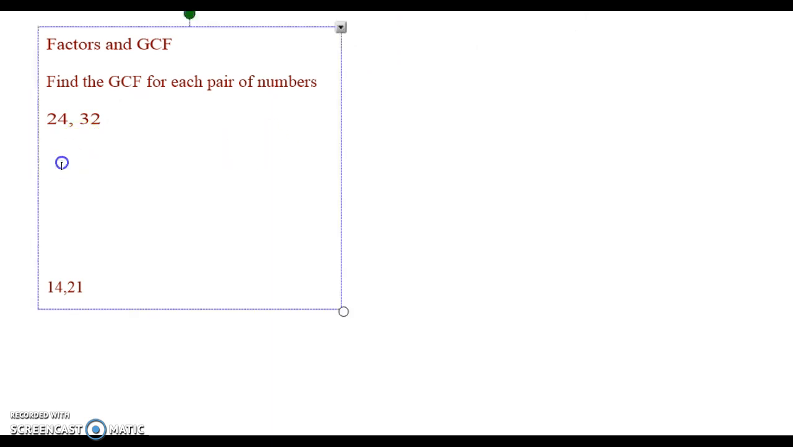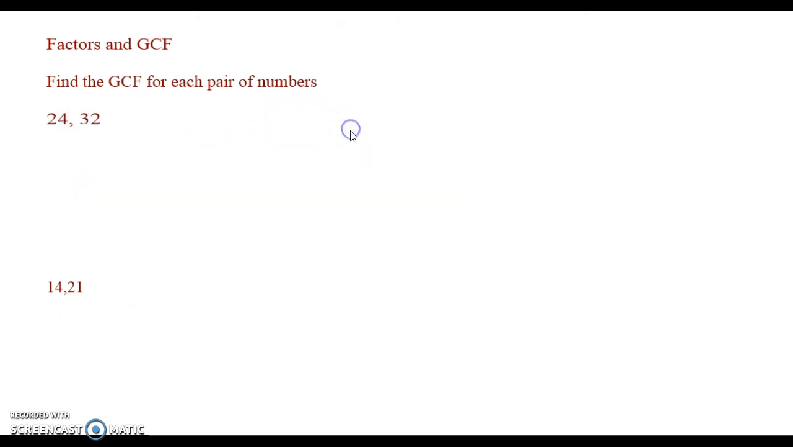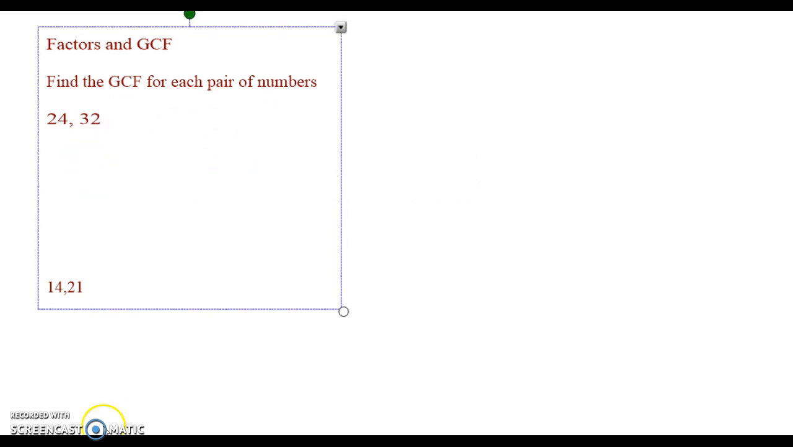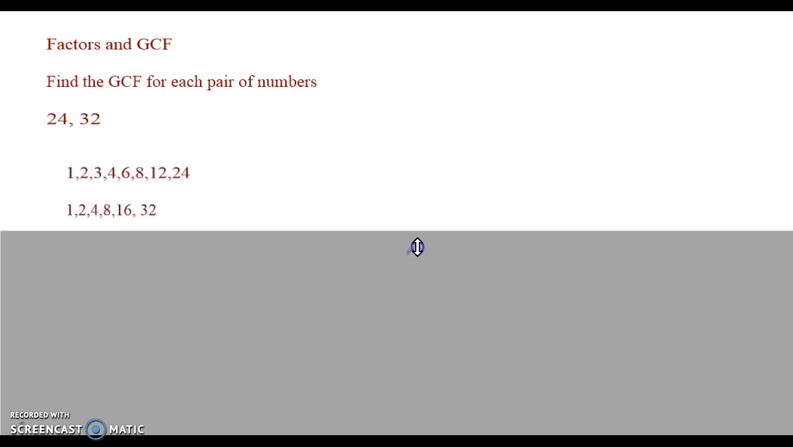Okay, let's try another one. So you can also use lists to help you. For this one we're going to find all the numbers that 24 and 32 have in common. You're going to start by listing out the factors of 24 and 32. Go ahead and pause the video until you have all of those listed out. Good, so you should have gotten the following for your list of factors. 24 would have been 1, 2, 3, 4, 6, 8, 12, and 24. And 32 would have been 1, 2, 4, 8, 16, and 32.